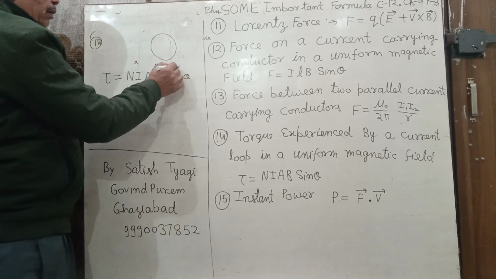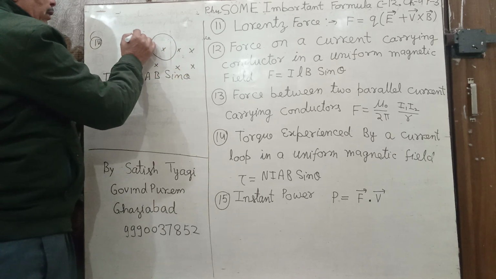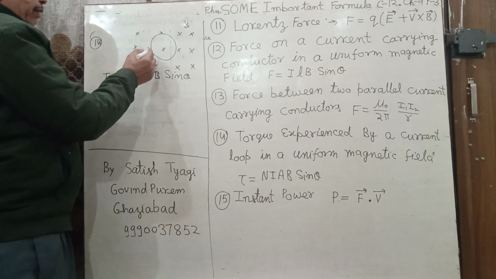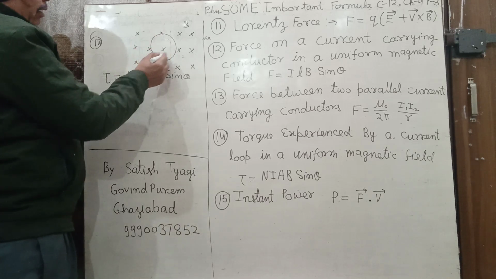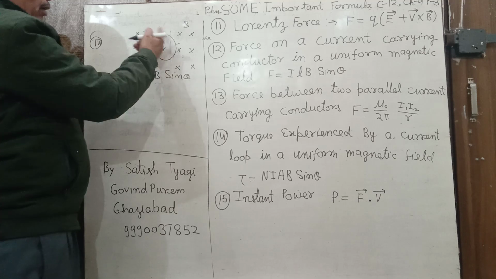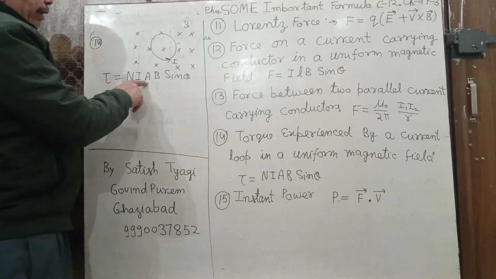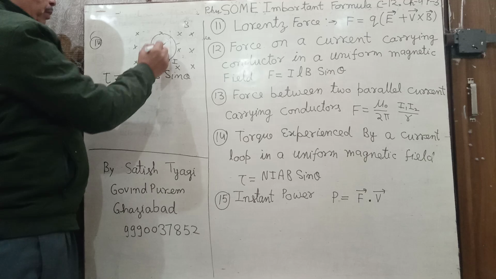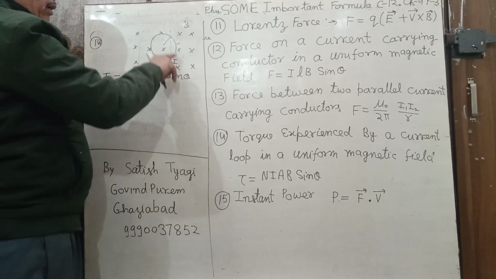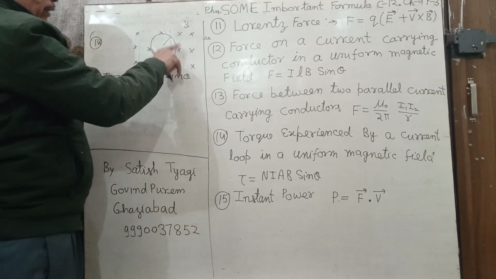This is the magnetic field B. So let the number of loops be n, and I is the current in this loop, A is the area of the loop, B is the magnetic field, and in sin theta, theta is the angle between A and B.